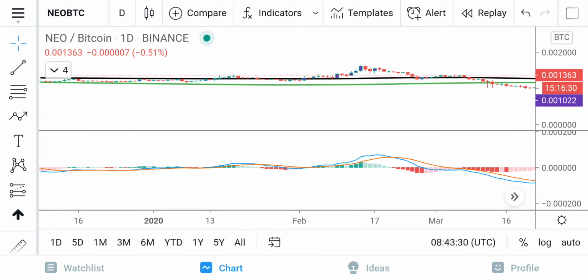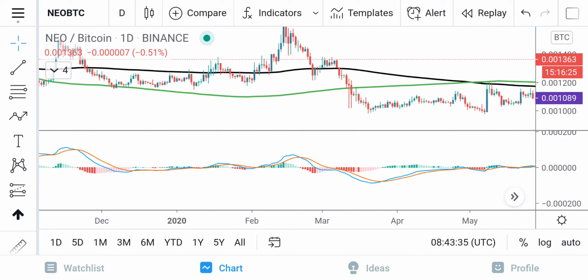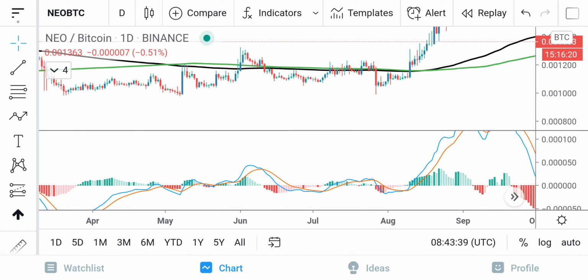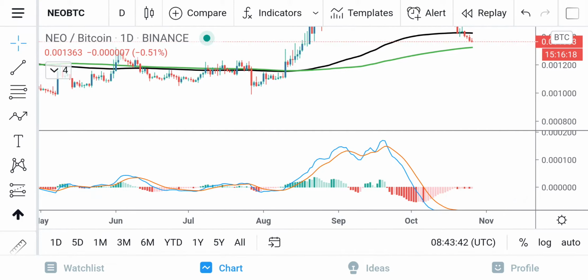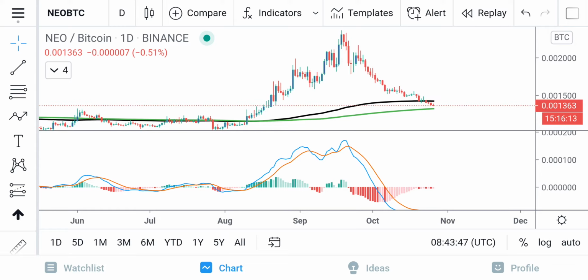So how do you combine this indicator to know when to buy or sell? Like I said earlier, when you notice that the blue line, the MACD line, is crossing below the signal line, that should make you anticipate selling. So you should be looking for a selling opportunity.